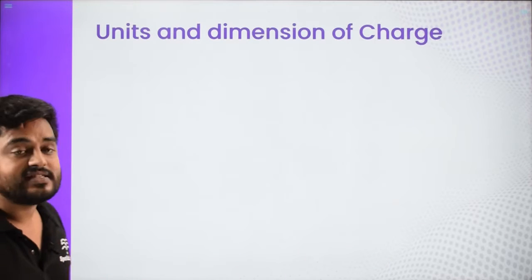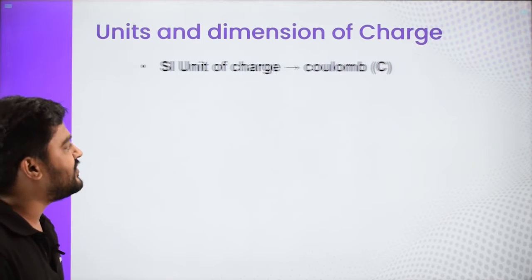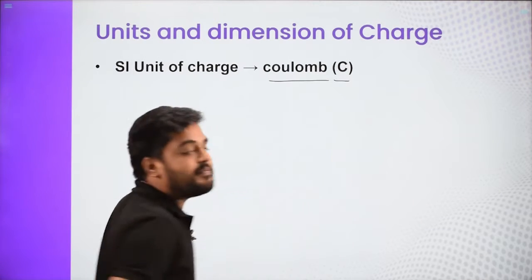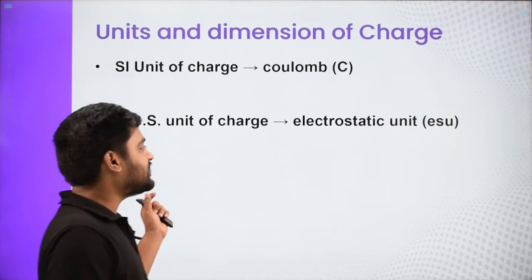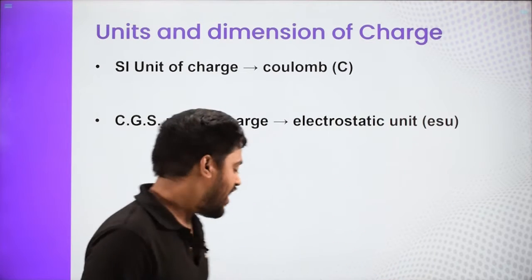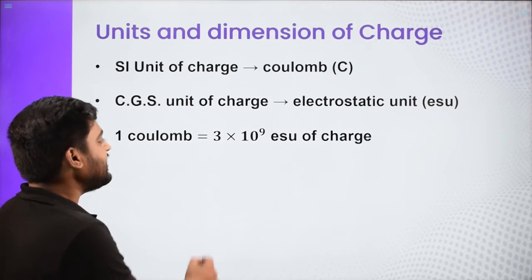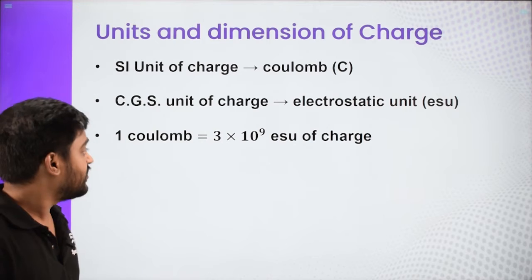Now let us discuss what are the unit and dimensions of charge. The SI unit of charge is coulomb, and it is represented by capital C. And what about the CGS unit? The CGS unit is electrostatic unit, or ESU in short. Now if we want to relate these two, then 1 coulomb is equal to 3 into 10 raised to power 9 ESU of the charge.